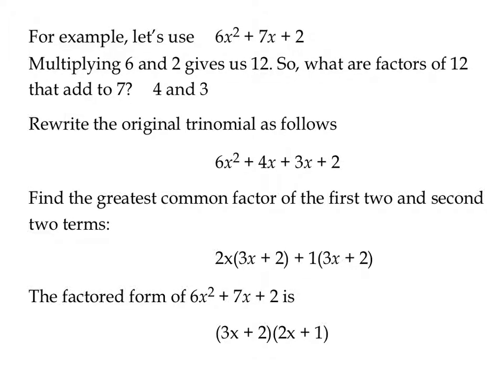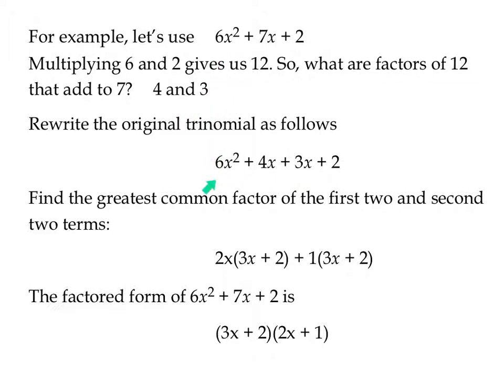So in this example, we're still going to factor 6x squared plus 7x plus 2. We're going to multiply A and C, the AC method. Multiply A times C. We get 12. Now I want to figure out factors of 12 that add up to 7. So that would be 4 and 3. So we're going to rewrite this middle term. Instead of 7x, we're going to rewrite it as 4x and 3x. You can see that right down here.